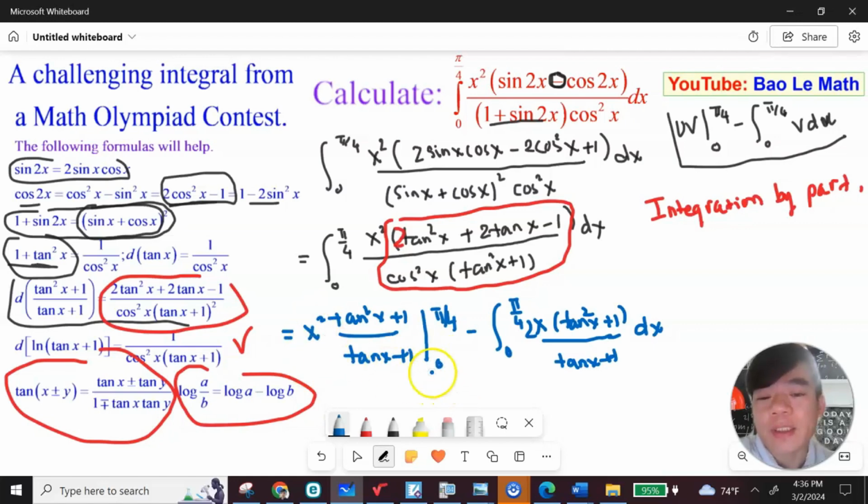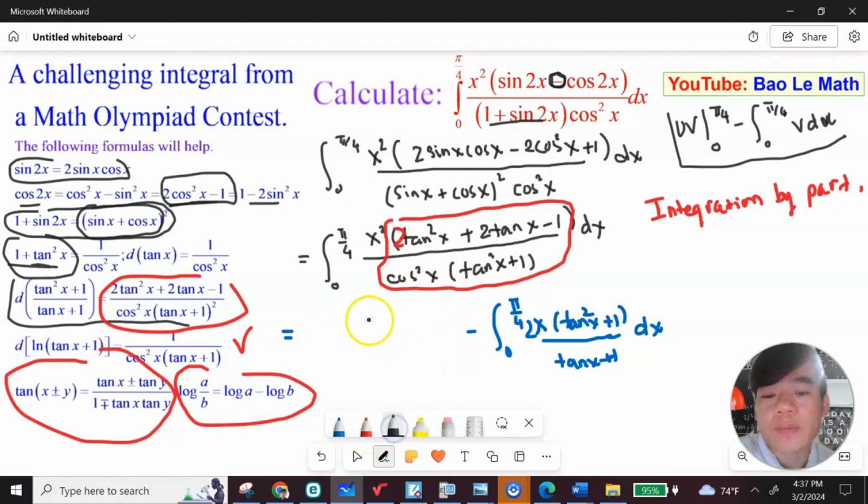Now, the lower bound right here is 0. When you substitute 0 over here, everything is gone because 0 times this one should be 0, right? Okay, so this guy right here equals pi over 16. I write pi over 16, so I erase this one. Alright, so it should be pi square over 16, okay? Now I need to calculate this one.